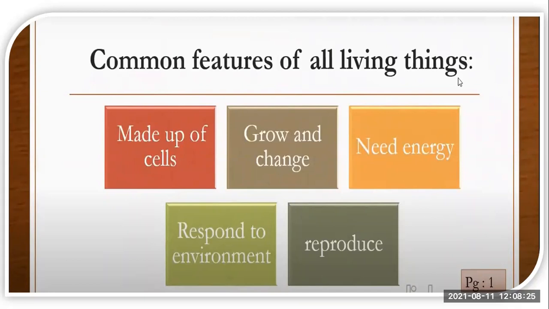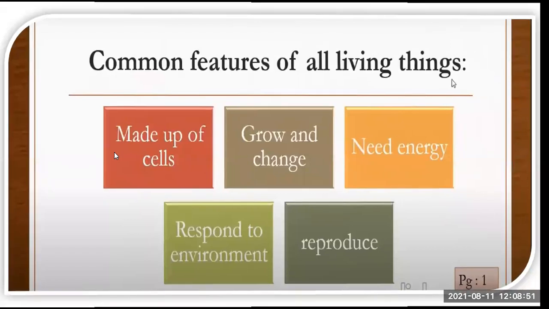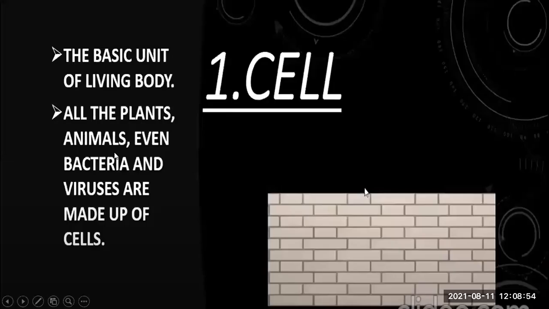So here come the common features of all living things. Number one, they are made up of cells. Number two, they can grow and change. Number three, they need energy. Number four, they respond to the environment. And number five, they can reproduce. Right? So we must start with the very first feature, that all living things are made up of cells. So first we should know what cells are.